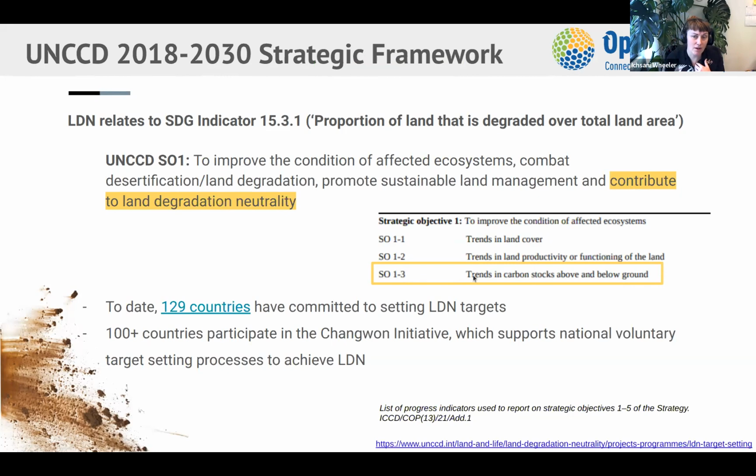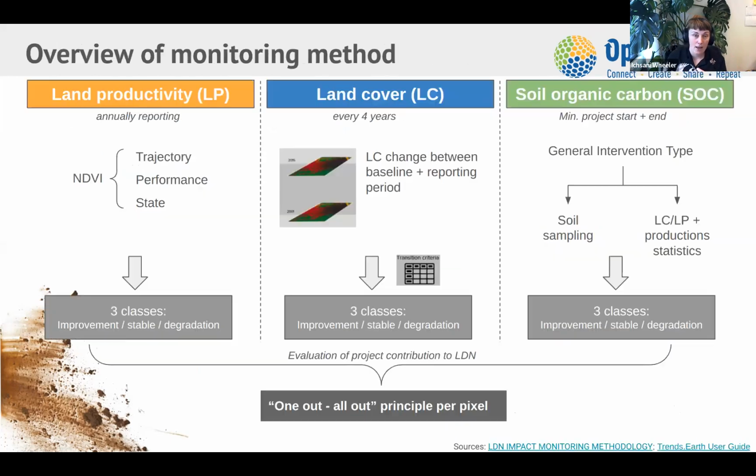I'm going to focus on trends in carbon stocks above and below ground, because you are soil people, so I will focus on the soil element. And I would like to say that 129 countries have committed to land degradation neutrality targets, which is extremely impressive, okay? Now, quick overview, Brian showed this as well.